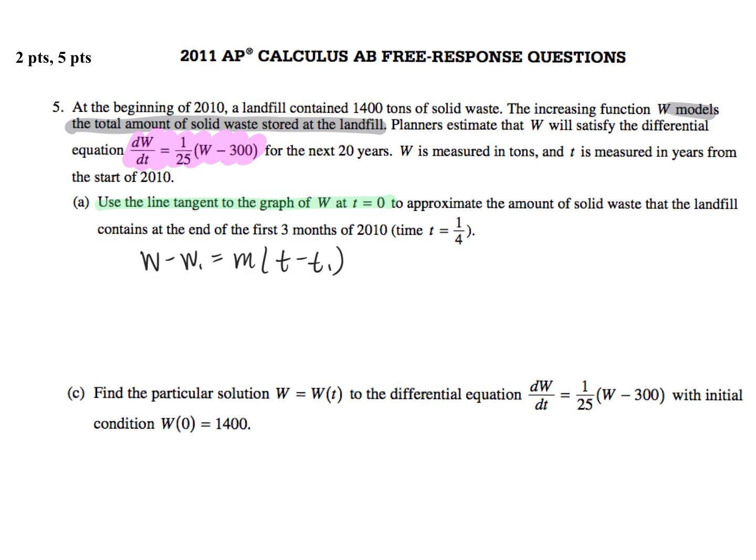What helps me sometimes is that we have t and w, which are going to be my x and my y. And in this case, it's (0, 1,400). That just helps me write down points. So we have w minus 1,400. You okay with that? What would be my slope at that point? How would I figure that out?